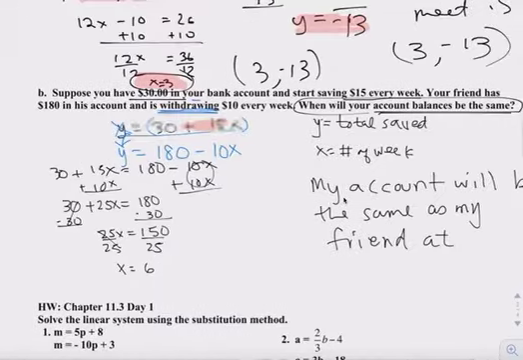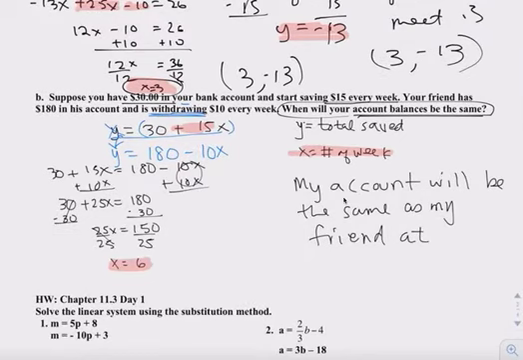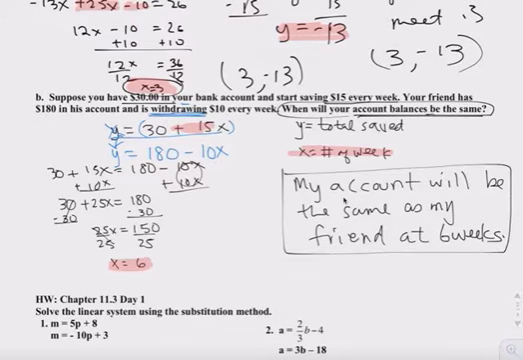What does x stand for? X stands for the number of weeks. So my account will be the same as my friend's account at 6 weeks. How many weeks will your account be the same? At 6 weeks. They didn't ask for anything else. They just wanted to know how many weeks. They didn't ask how much you saved, or how much your friend has in the bank. None of that. They said 6 weeks.